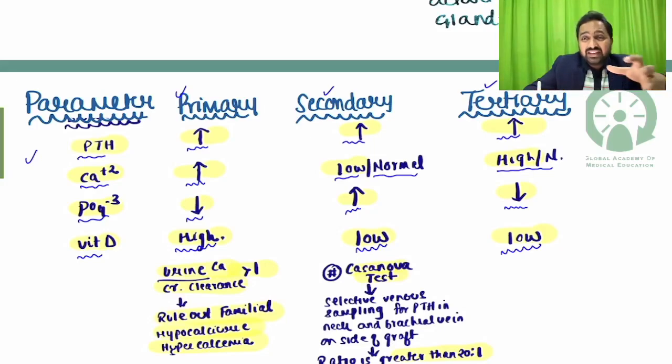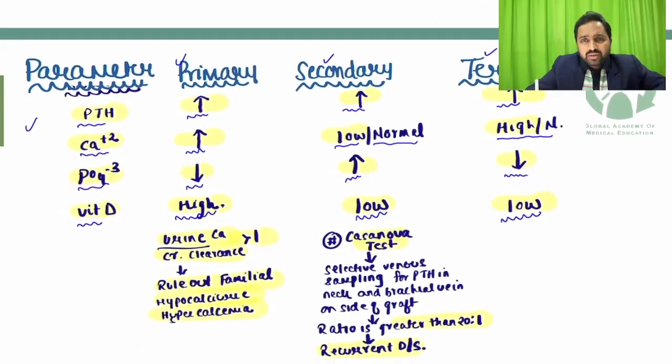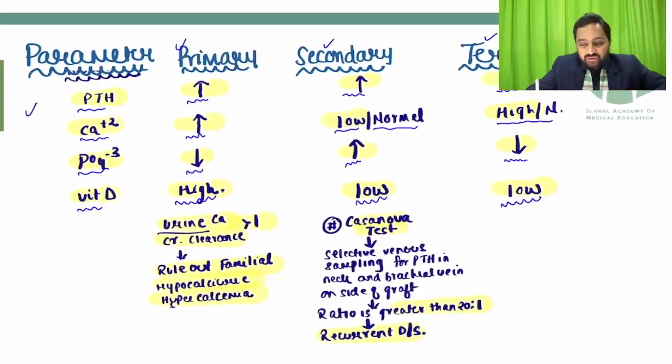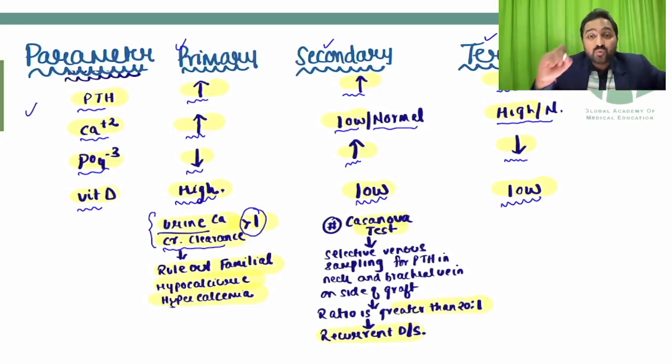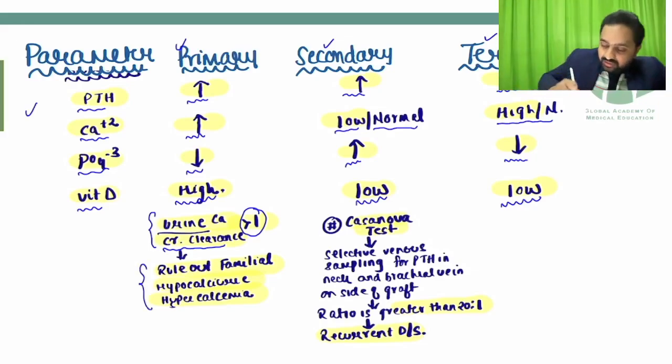You would be getting a clinical scenario where you would be given different values and you would need to diagnose the type of hyperparathyroidism. So please remember this important chart from where you could be able to solve all the questions of hyperparathyroidism. Now, over here, I have also mentioned two important tests which have been mentioned in your Bailey and Love, that is urine calcium and creatinine clearance, a ratio of more than 1. It basically rules out the familial hypocalciuric hypercalcemia, right? So if this is more than 1, it is going to rule out familial hypocalciuric hypercalcemia.